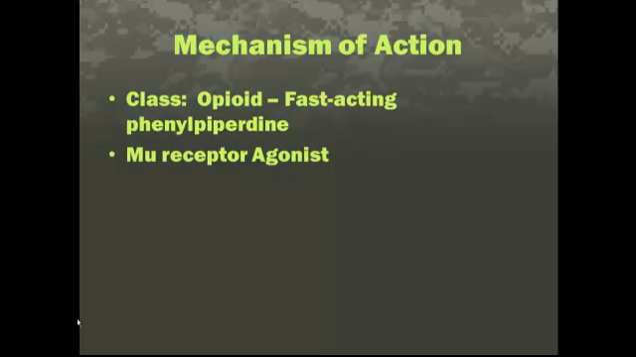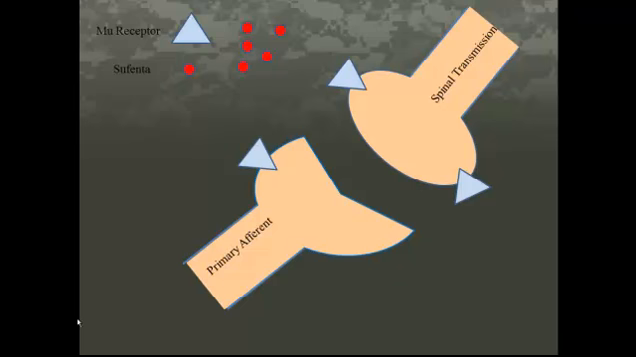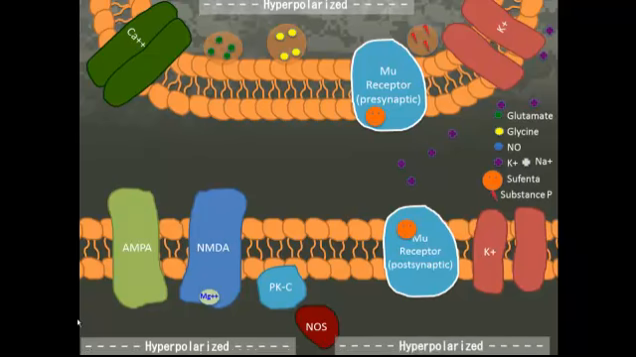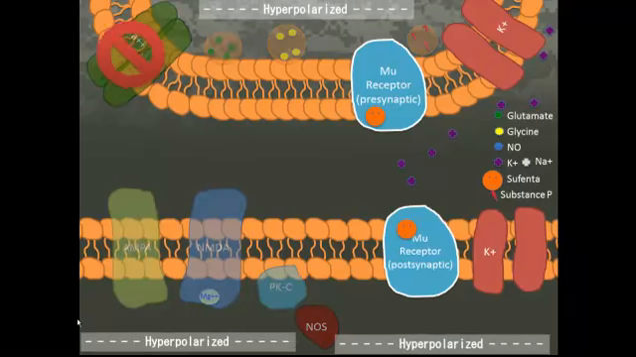More specifically, when sufentanil binds to a mu receptor in the presynaptic and postsynaptic membranes, which are GI proteins, it inhibits the activity of adenylyl cyclase and its conversion to cyclic AMP. Electrophysiologically, after it binds to the mu receptor, the inward rectifying potassium channels are activated and the voltage-gated calcium channel is inhibited, leading to hyperpolarization.